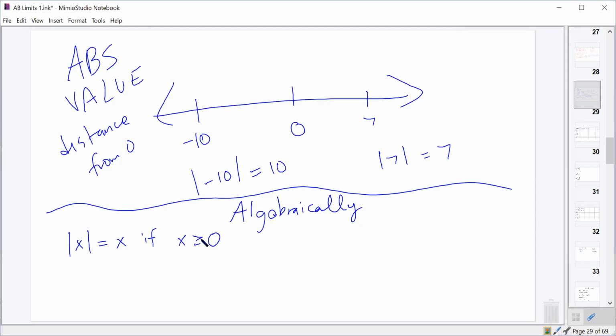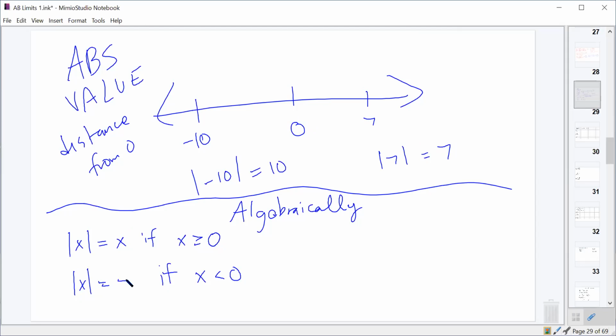Yes. If I take the absolute value of 0, I'm 0 units from 0, and the absolute value of it is just itself. If I take the absolute value of 7, well, that's just 7. It's just the number that I was taking the absolute value of. But what is the absolute value of x if x is less than 0?